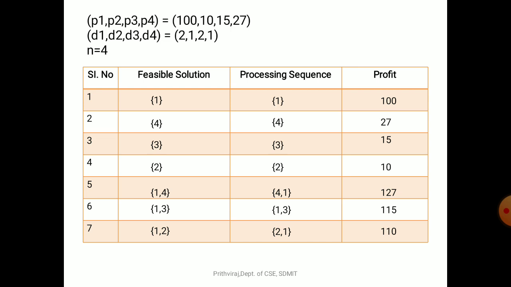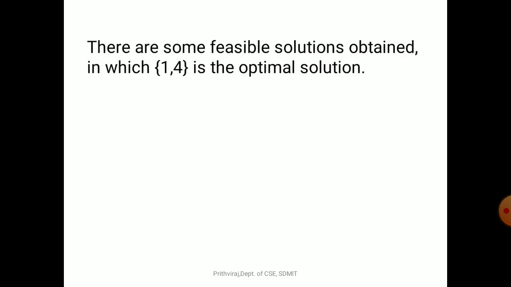Now, these are all the different feasible solutions, and by looking at the profits, the highest profit is 127. This 127 means the feasible solution 1, 4 is the optimal solution for this problem. So there are many feasible solutions that we have obtained for this problem, among which 1, 4 is the optimal solution. This is how we can find the optimal solution based on job sequencing with deadlines.